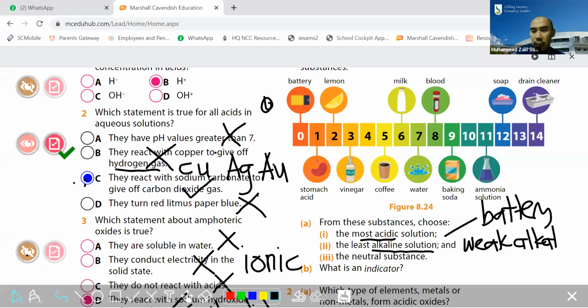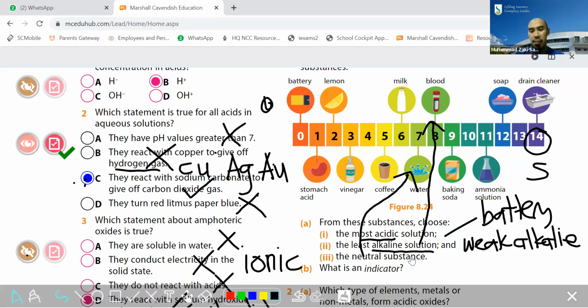Okay. This one is strong. When it goes near the neutral, it's getting weaker. So which is the weak alkali? The least alkaline solution should be blood. Yes. Okay. Amazing. Blood is quite weak. Neutral substance, of course, water.